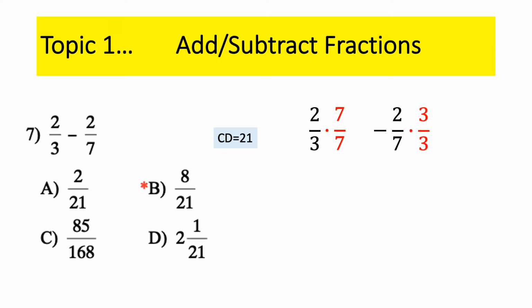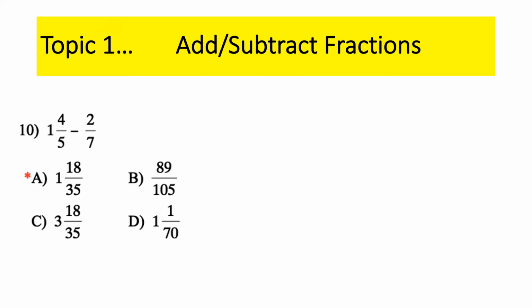Okay. Multiply straight across. 2 times 7 is 14. 3 times 7 is 21. Minus 2 times 3 is 6. 7 times 3 is 21. 14 minus 6, right? All we do is subtract the numerators. We do not subtract the denominators. 14 minus 6 is 8. 8 over 21 is fully reduced, and that is answer B.